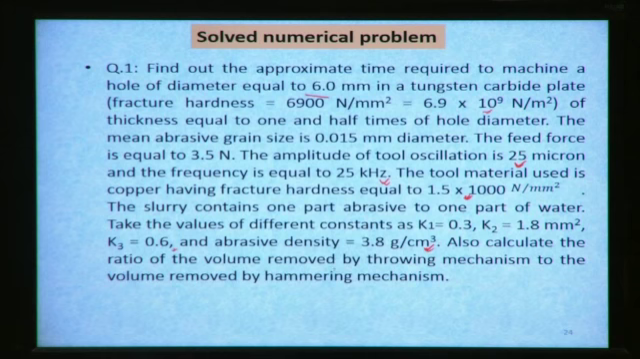Also calculate the ratio of the volume removed by the throwing mechanism to the volume removed by the hammering mechanism. And we have to calculate the time for machining a 6 mm diameter hole on a 9 mm thick tungsten carbide plate.